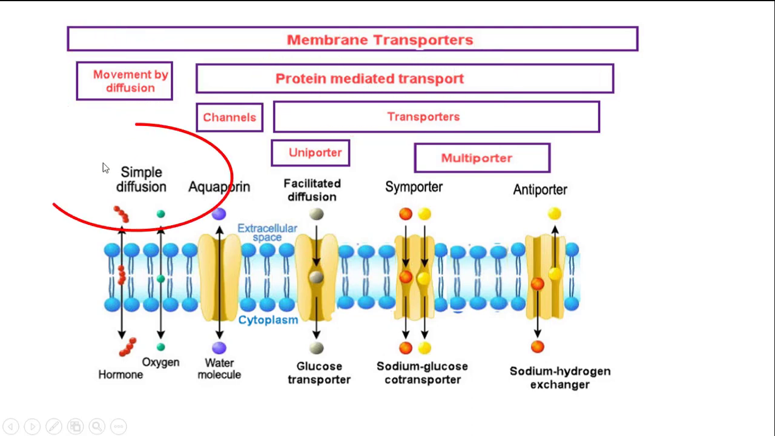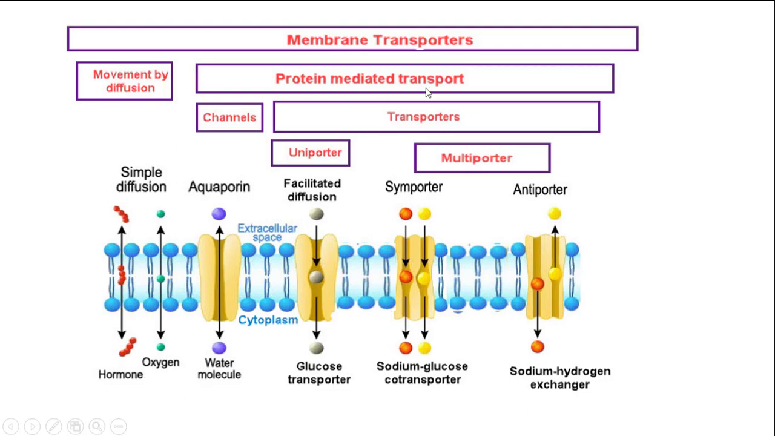Movement by diffusion is also called simple diffusion, whereby solutes are transported according to their electrochemical gradient, that is, from high concentration to low concentration. Some examples for this category are blood gases like oxygen and carbon dioxide, or steroid hormones such as aldosterone.